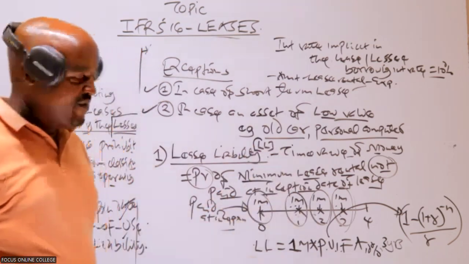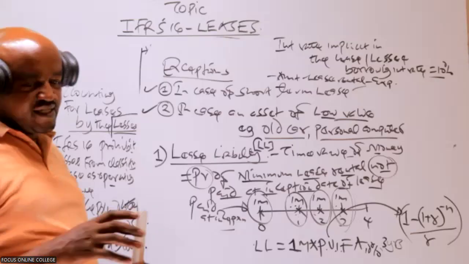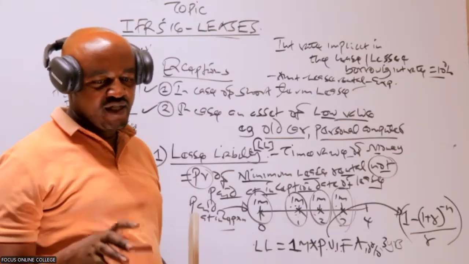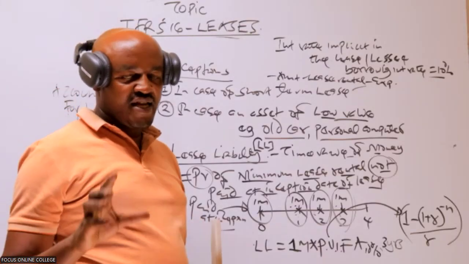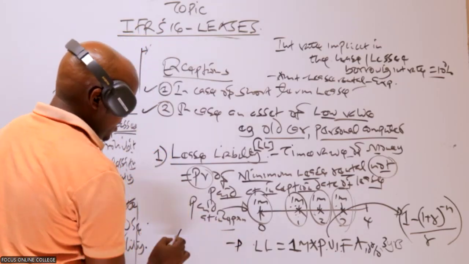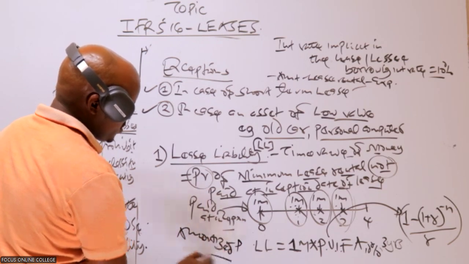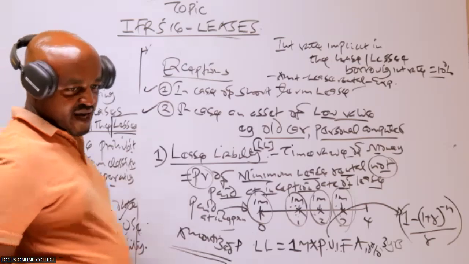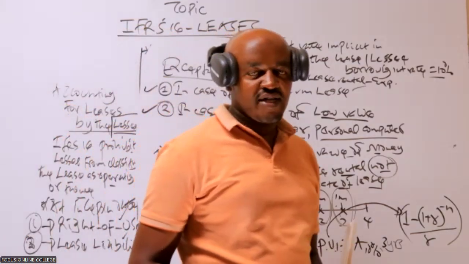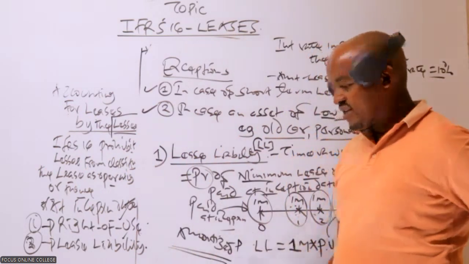So therefore, once we have been able to determine this particular liability, basically this represents the amount of money which the lessee should pay over the lease term. And actually, this particular liability should be amortized. So what do you mean by to amortize a liability? To amortize a liability, or even to amortize an asset, this is the process of gradual writing off.